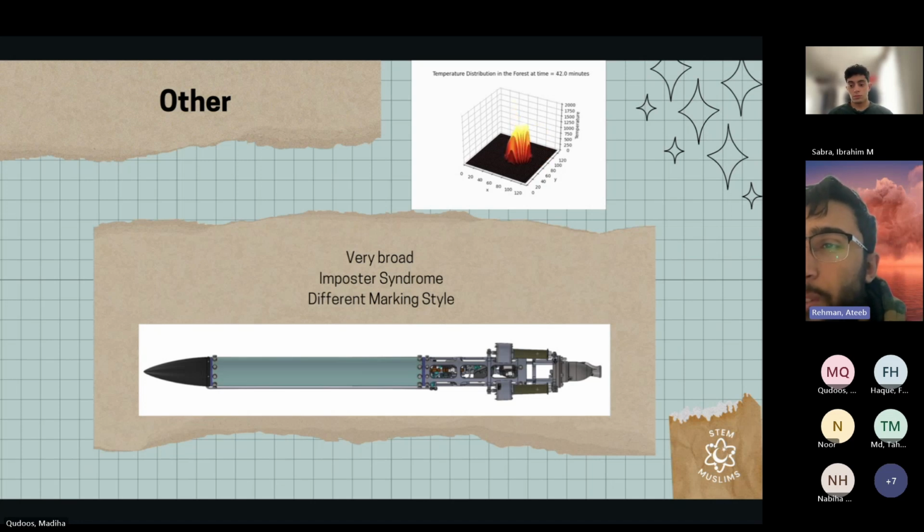So yeah, this picture, this is my third year project. We're designing a rocket to launch into space or something. I don't know where it's gonna go.